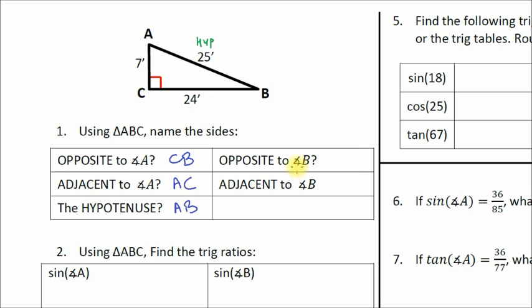Now if our reference angle changes to angle B, the hypotenuse doesn't change, but now the side opposite to angle B is now AC. And the leg that is touching angle B is never the hypotenuse. That's always going to stay the hypotenuse, AB. It's the leg that is touching angle B, or reference angle B, and that's CB, which is the side that's adjacent or touching reference angle B.